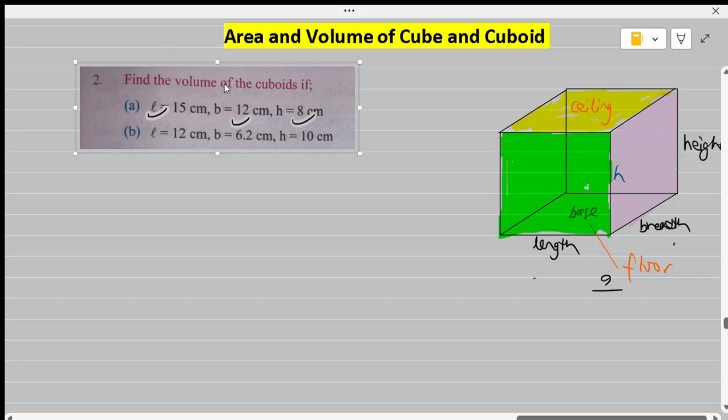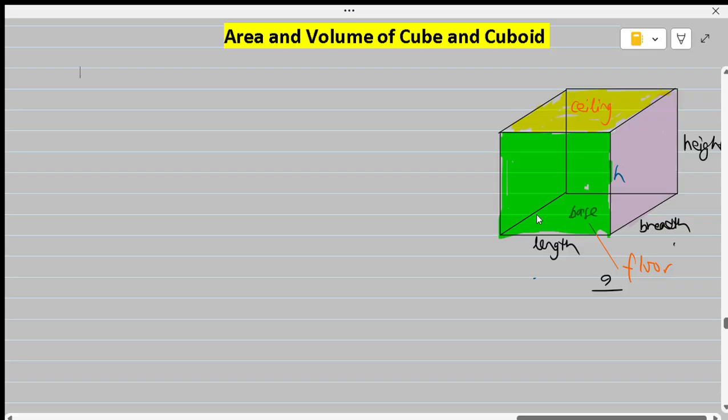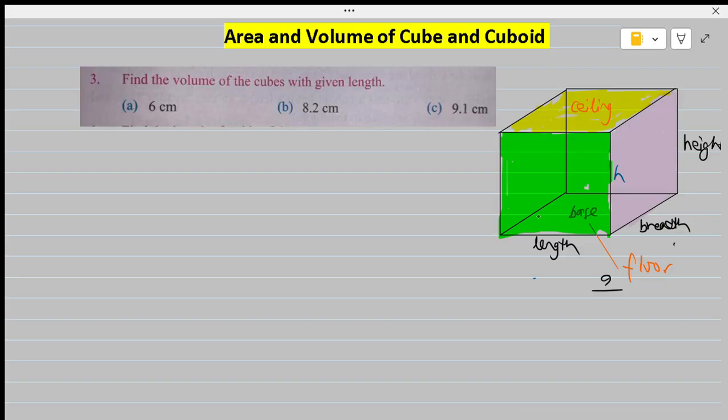So now I'm going with number 3. Here it says find the volume of the cubes of given length. So with A number I'm going. Here, volume of cube. When you find the volume of a cube, we already know a cube has all three dimensions with the same length. So L into B into H, instead of saying that, you can say L into L into L, and that will give you L cube.